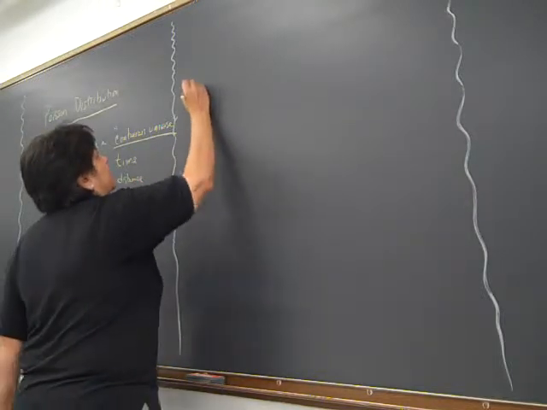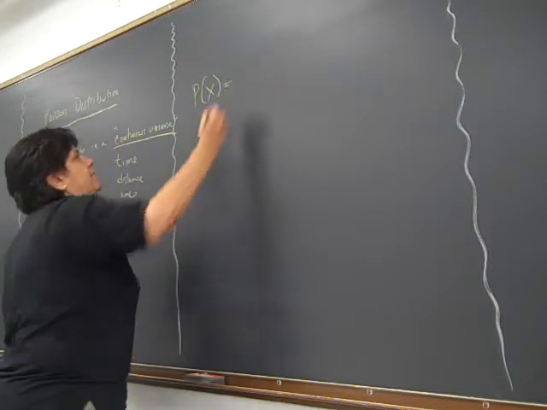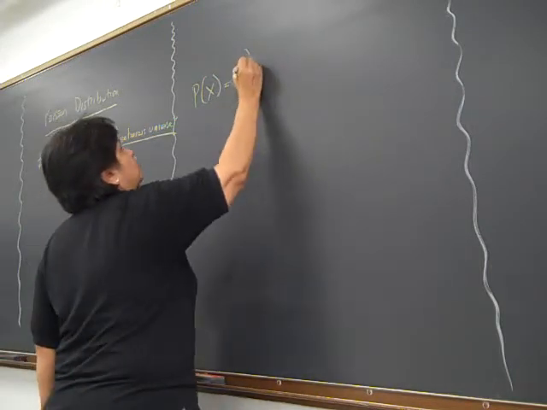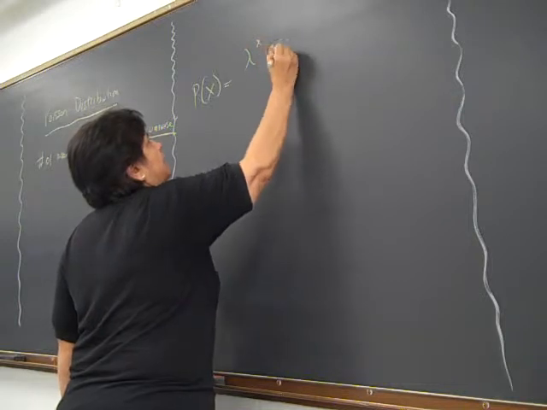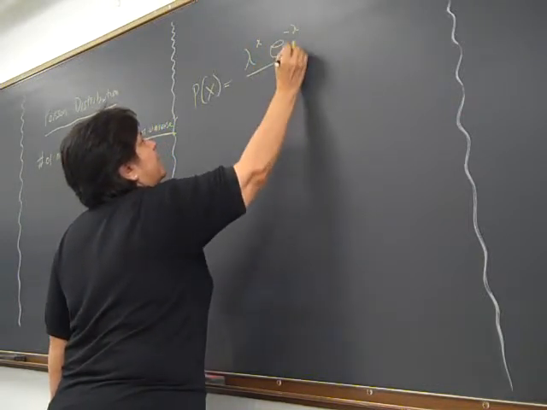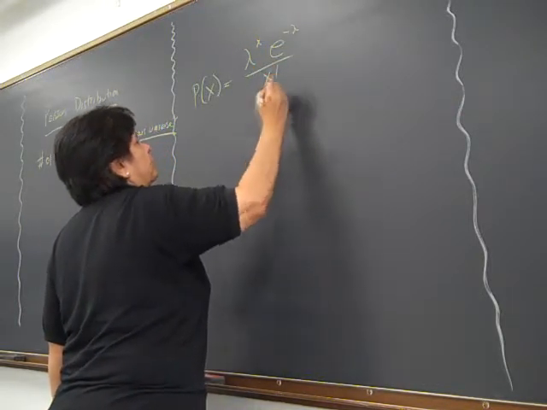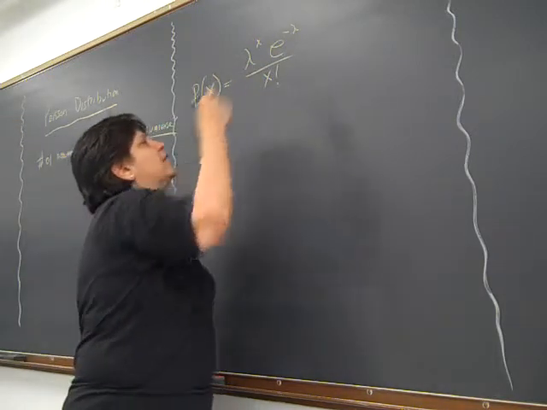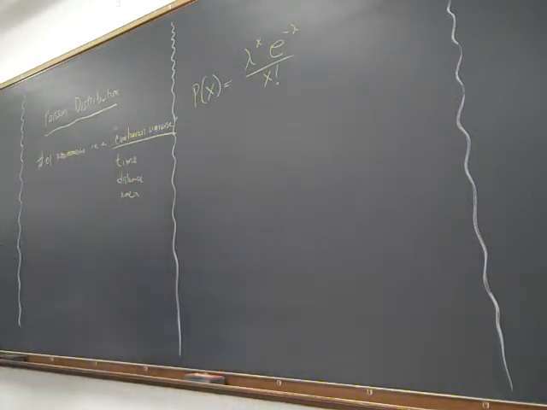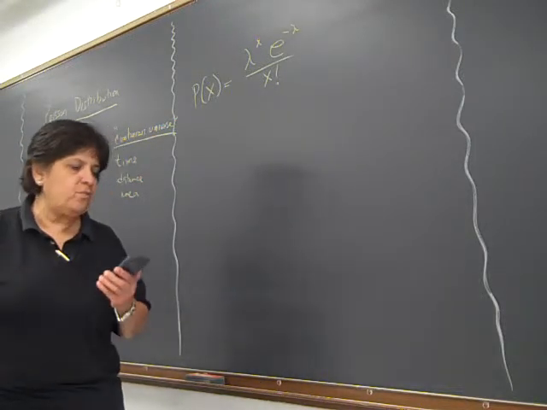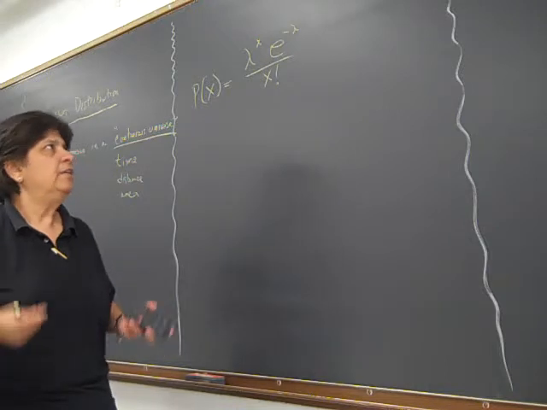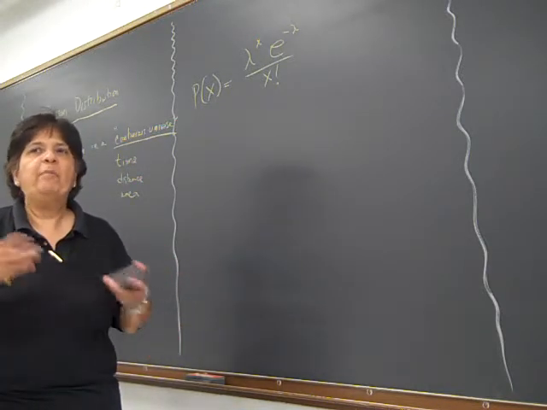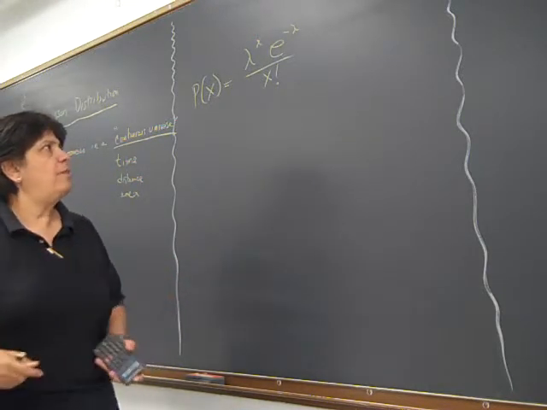So the probability of x is given by the formula lambda to the power of x, e to the minus lambda, divided by x factorial. Okay, what is e? e is nothing but a constant. Your calculator has e. It is 2.718281828. So it's just a constant, like pi. So don't worry about that.